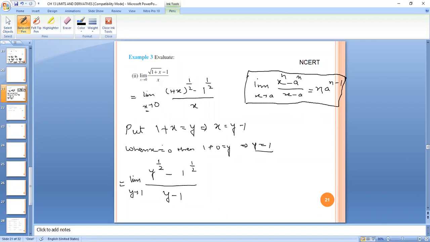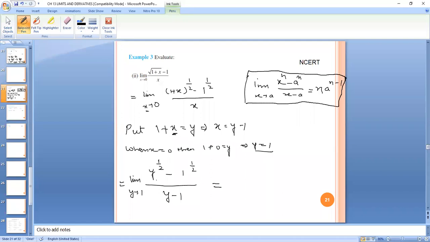So when x is equal to 0, put this value over here. 1 plus x will become 1 plus 0. So 1 plus 0 is equal to y, which means y is equal to 1. That means when x is tending to 0, y will be tending to 1. And this 1 plus x, we can write as y raised to power 1 by 2 minus 1 raised to power 1 by 2 as it is, upon x, where x is y minus 1.